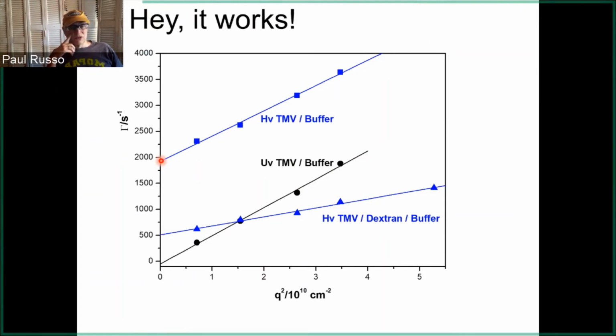diffusion coefficient for that. But when I add lots of dextran, both things slow down. The slope goes down, so it's translating slower, and the intercept goes down, so it's rotating slower. So basically, this experiment works.